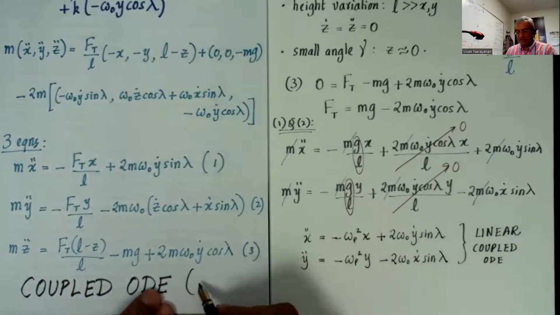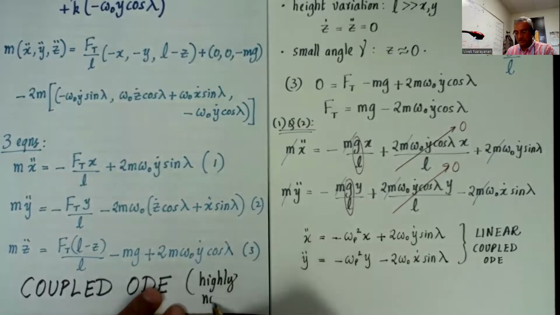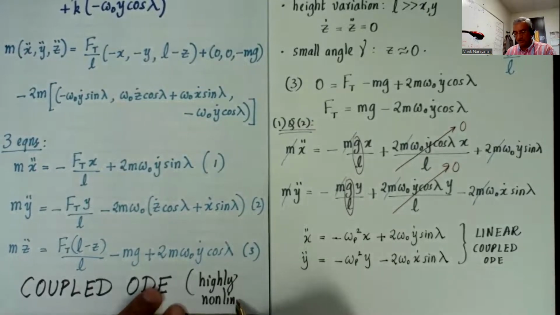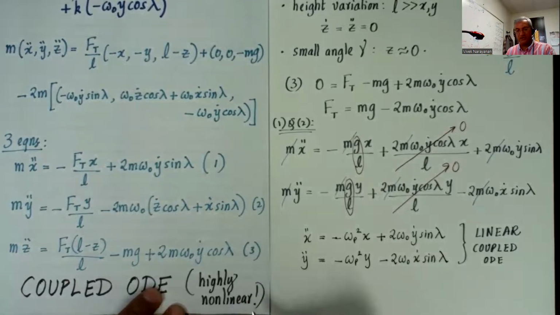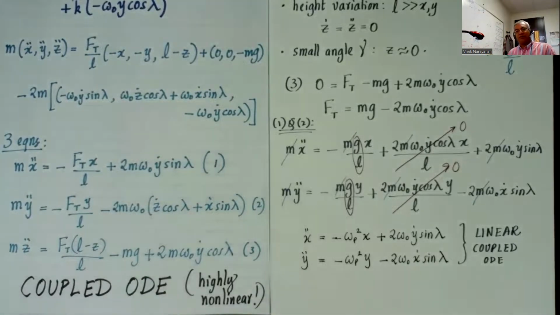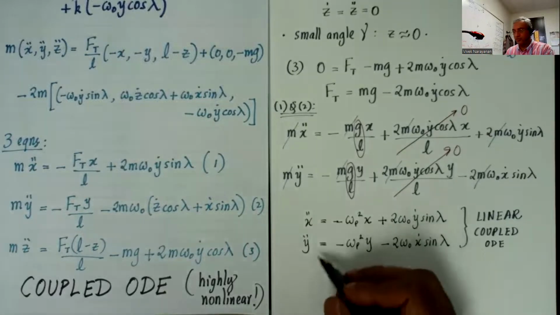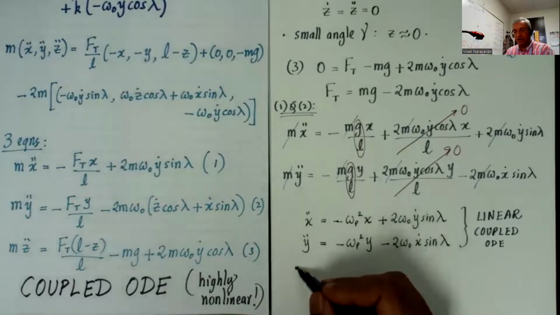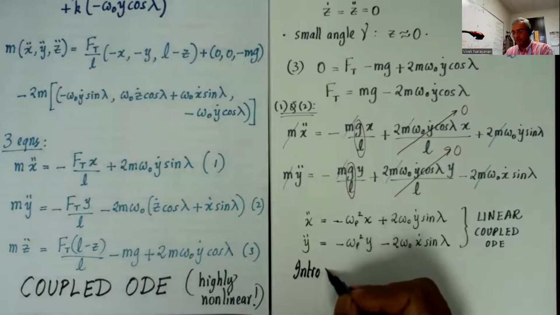That is highly nonlinear, so I'll just put that here. Once you have linear coupled ODEs, you have a whole bunch of techniques that people worked out during the days when computers did not exist. So fortunately for us, these techniques are easy to describe. The most famous technique is to introduce complex numbers.